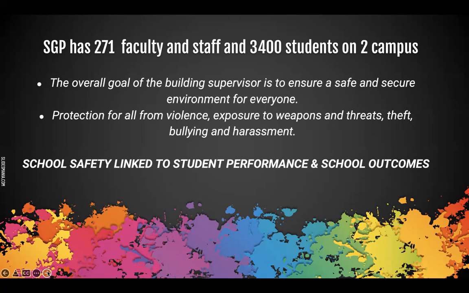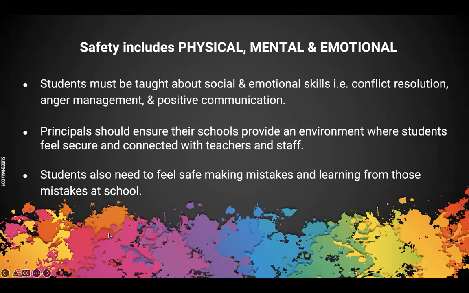But we know that school safety is linked to student performance and school outcomes. So wait, there's more. It's not just about the physical side of things. The principal needs to ensure that there is mental and emotional safety as well. So students must be taught social and emotional skills, such as conflict resolution, anger management, and positive communication. The principal should ensure their schools provide an environment where students feel secure and connected with teachers and staff. And students also need to feel safe making mistakes and learning from those mistakes at school.